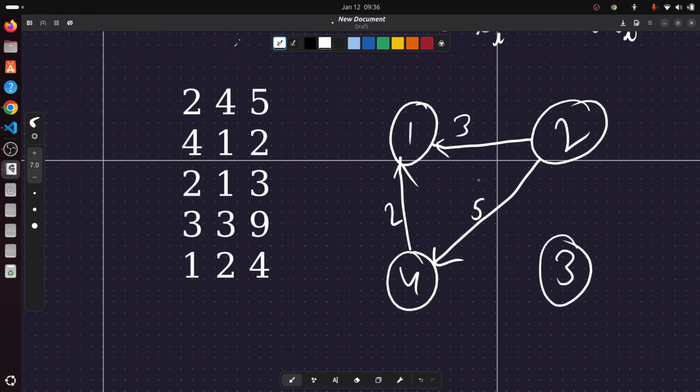Then 3 3 we have an edge from 3 to 3 whose weight is 9, and then I have an edge from 1 to 2, whose weight is 4, right? Basically what they are saying is that this 2 4 edge we have to traverse. We start from 2. This first edge you have to traverse. This first edge is compulsory. So we have to traverse this edge right here.